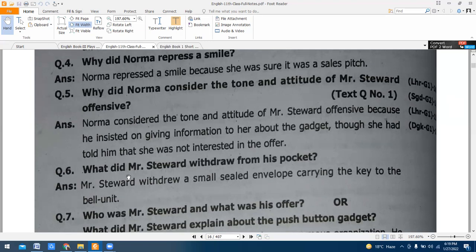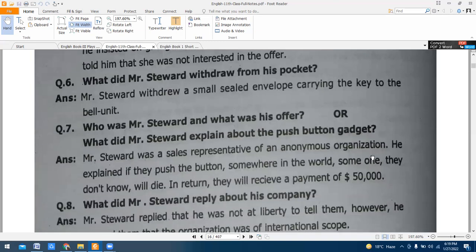Question 6. What did Mr. Stewart withdraw from his pocket? Mr. Stewart withdrew a small sealed envelope carrying the key to the bell unit.